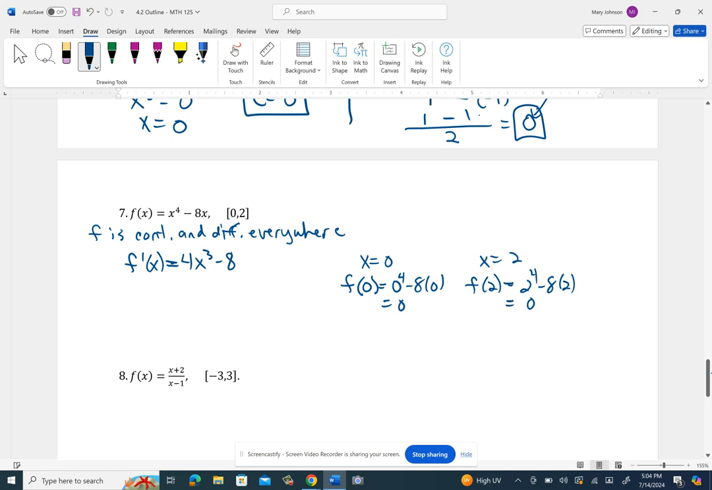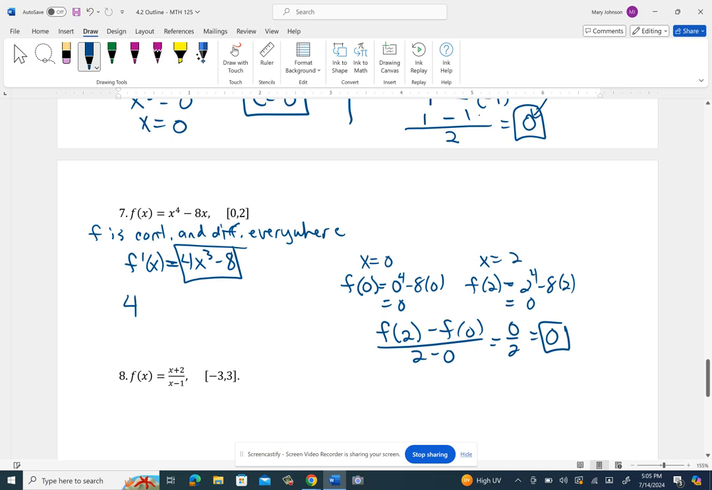These do not have to equal each other. They do not have to equal 0 at this point. They could be whatever they turn out to be. Okay, now I'm going to do my slope formula, my average rate of change. F of 2 minus f of 0 over 2 minus 0. So 0 minus 0, I'm going to get 0 over 2. Okay. Now, I need to find out for which x values f prime of x equals the average rate of change.